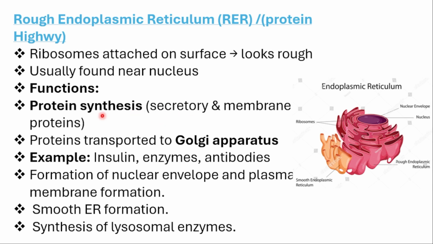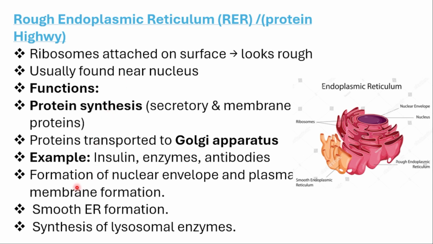So after the synthesis, the proteins are transported to whom? The Golgi apparatus. Whatever the rough endoplasmic reticulum synthesizes is going to be accepted by the Golgi. It is transported by vesicles to the Golgi apparatus. Examples of which kind of proteins? Insulin, some enzymes, and some antibodies. These are produced by the endoplasmic reticulum.